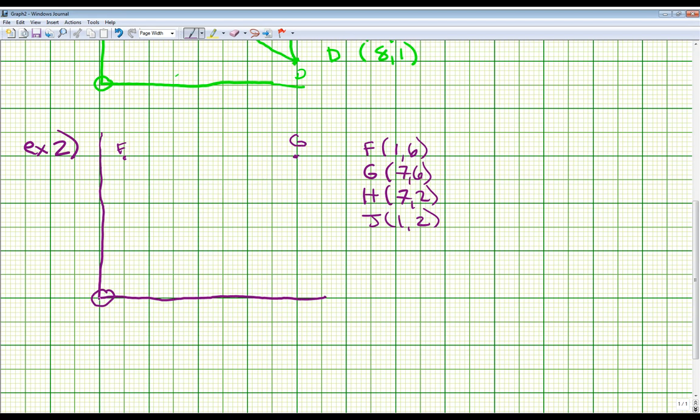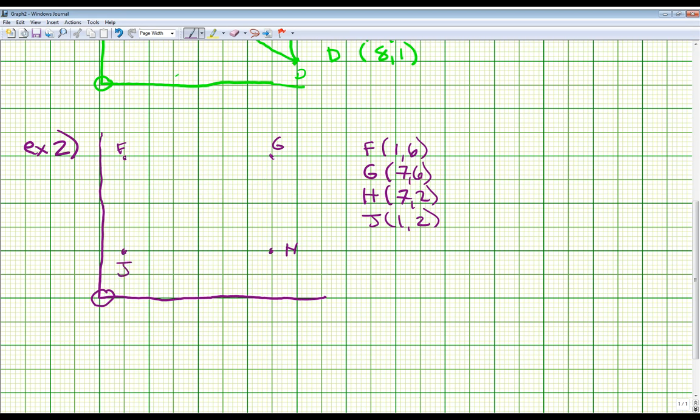My H from the 0 is 7, 2. So over 1, 2, 3, 4, 5, 6, 7. Let's try that again. 1, 2, 3, 4, 5, 6, 7. Oh, it looks like I have plotted my G incorrectly. So we're going to get rid of that guy. 1, 2, 3, 4, 5, 6, 7. 1, 2, 3, 4, 5, 6. This is where my G should be. And 7, 2 is going to be right here. Here's my H. Then I have 1, 2, so over 1 and up 2.